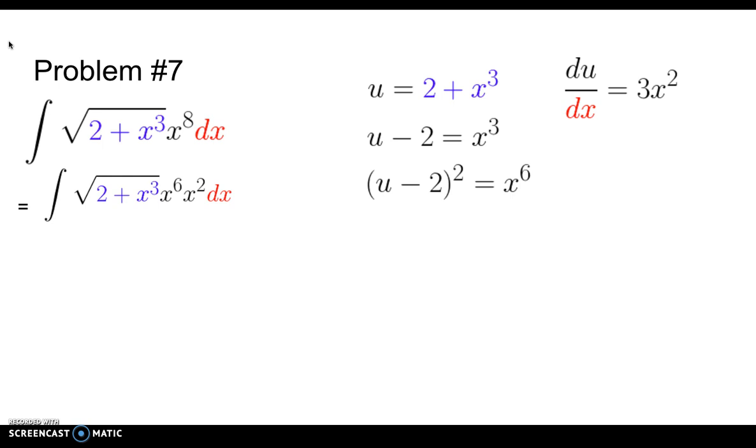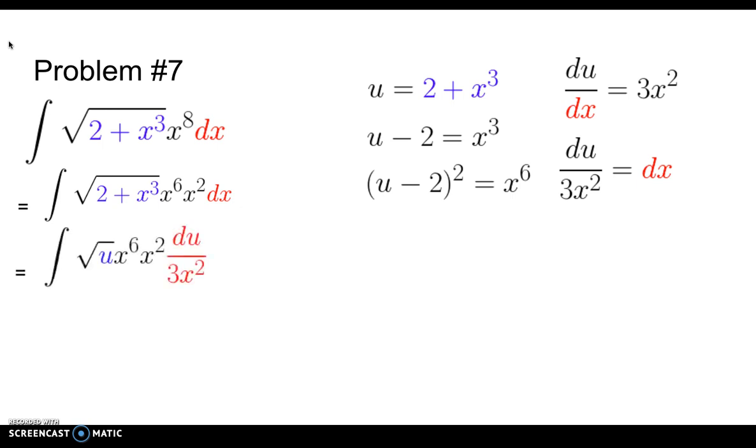Next, let's take the derivative of u to get du over dx equals 3x squared. And now let's rearrange that equation to get du over 3x squared equals dx. So now let's plug in some of our known values into the integral.